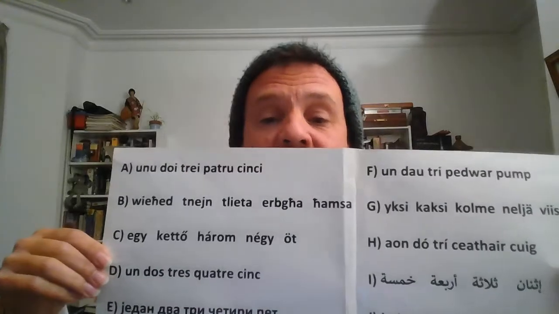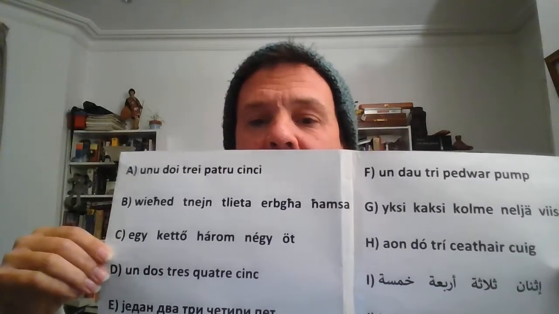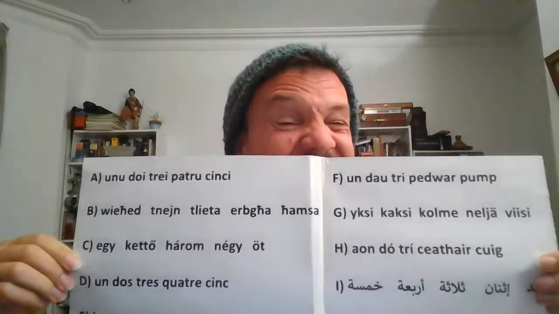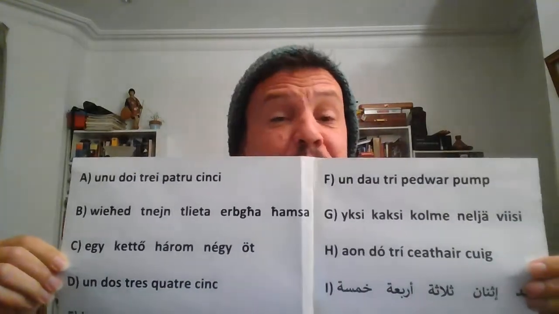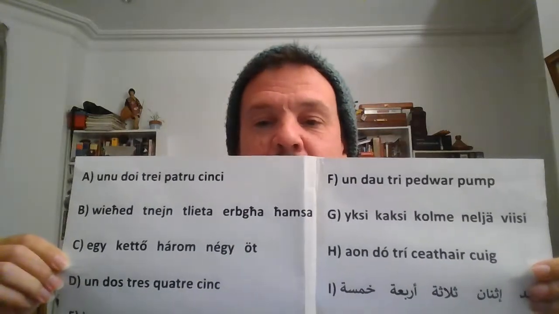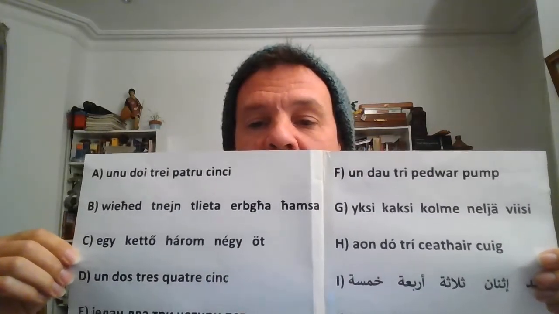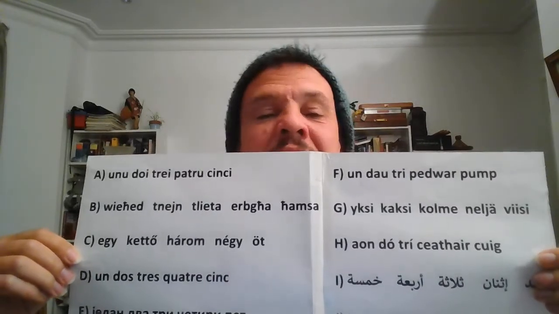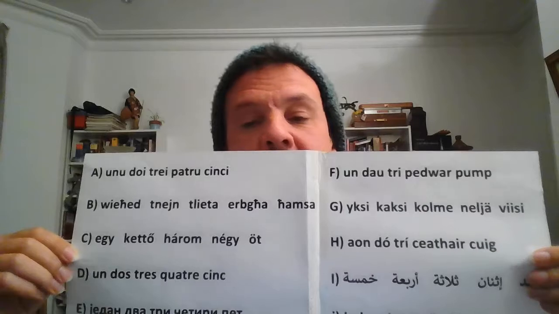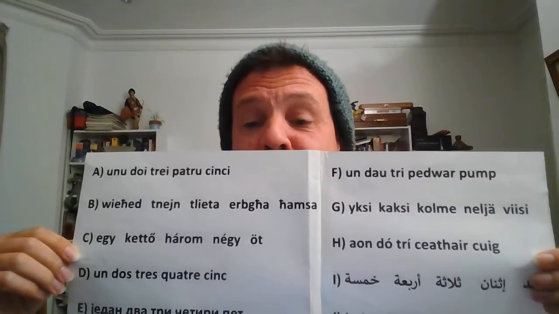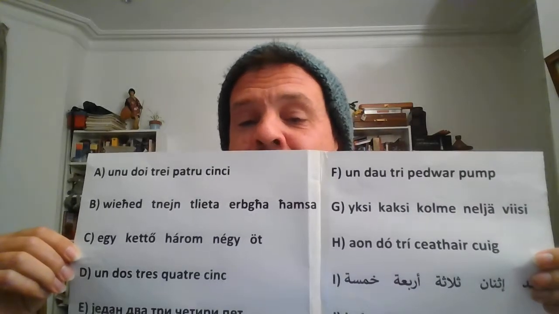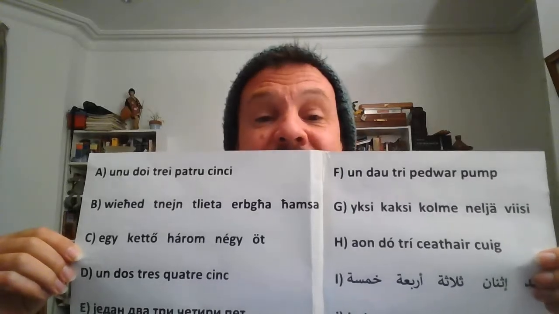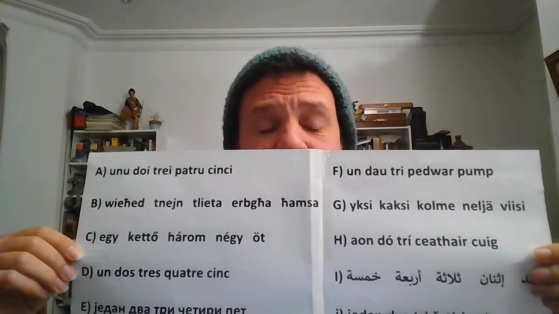So, starting with A. A, uno, doi, tre, can't read it backwards. Patru, cinci, I think, or cinci. That's Romanian. So if you said A was Romanian, that's half a point. Wehed, tnien, tleta, erba, hamsa is Maltese. Egi, kette, harm, nei, ut is Hungarian. Please don't judge my Hungarian pronunciation.